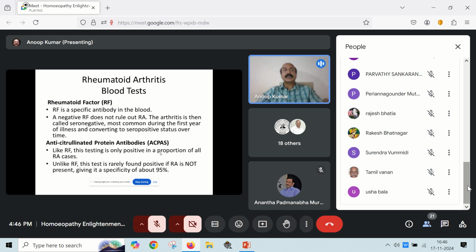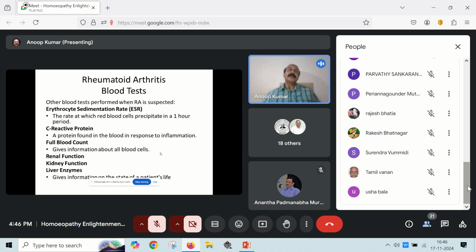So anti-citrullinated protein antibodies is the best test, and it will give you 95% specificity. The RF factor alone you may check, and you may be positive or negative, but still may have the disease. But if you do this anti-citrullinated protein antibodies testing and you are positive, then definitely you are a rheumatoid arthritis patient.